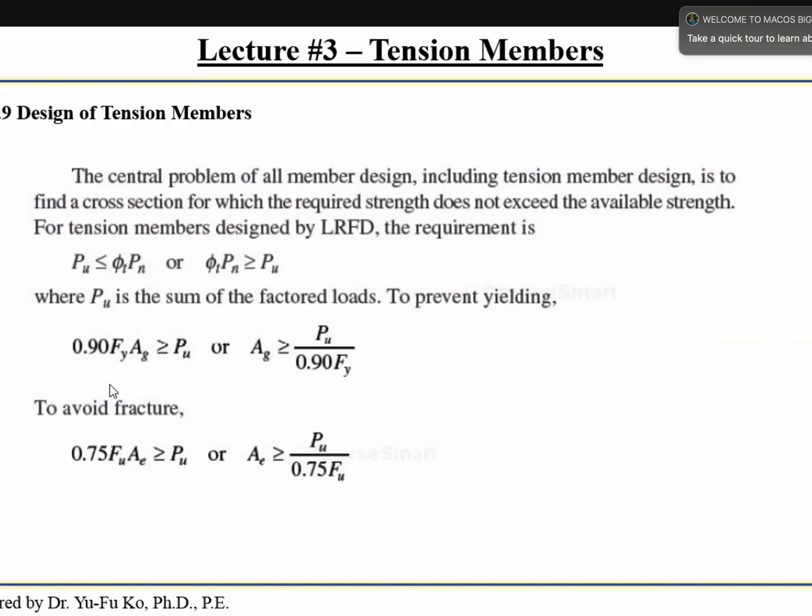To prevent yielding, 0.9 Fy Ag should be bigger than or equal to Pu. In other words, for design problems, the Ag that you pick should be bigger than or equal to Pu divided by 0.9 Fy. To avoid fracture, likewise, your effective area Ae should be bigger than or equal to Pu divided by 0.75 Fu. So these are the two different criteria. One, prevent yielding. Another one, avoid fracture. Any questions so far?